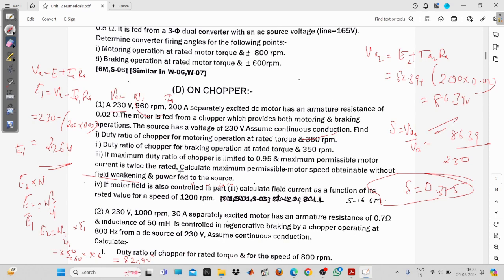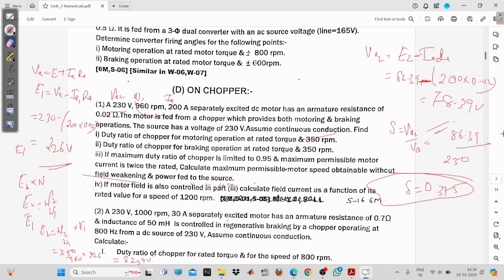Now for the braking operation, again everything is the same. The motoring speed is 350 rpm, and you want to achieve the same speed in the braking operation. The only thing you need to change is the equation, because in the braking one the E is more predominant. So E2 minus IA2 into RA, this will be minus. The value you are going to get is 78.39. Please take note, I'm doing this for the braking operation.